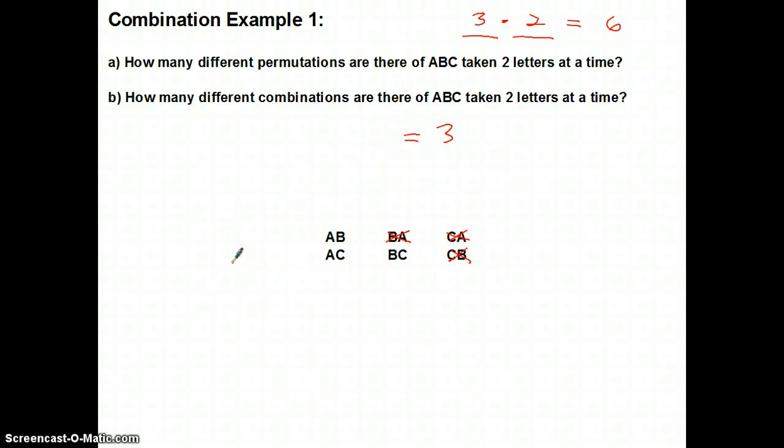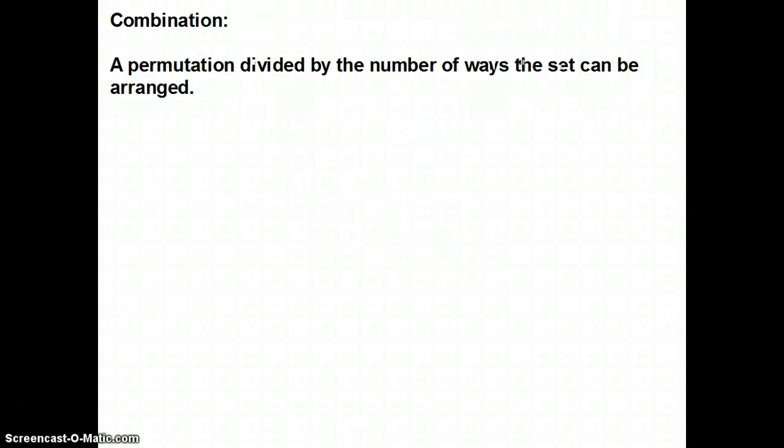Now, how did we get the 3 mathematically? We figure out the permutation of ABC taken 2 letters at a time. So we have 3 times 2. But then we need to divide by the number of ways in which we can arrange 2 different letters, which represents 2 times 1. So we have 3 times 2 divided by 2 times 1, which gives us 6 over 2, which is 3. A combination is literally just a permutation divided by the number of ways the set can be arranged.